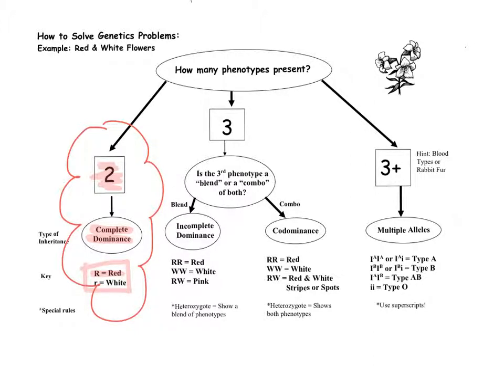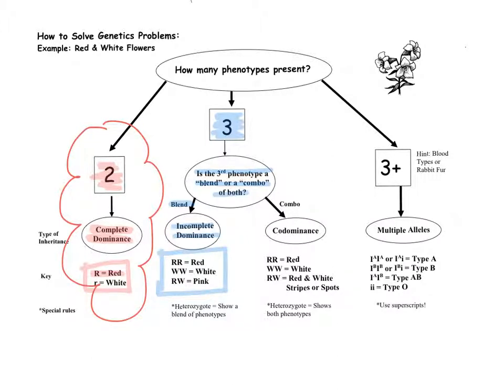Today, we're going to be talking about what happens if there are three phenotypes present. In that case, you need to ask yourself the question, is the third phenotype a blend or a combo of both of the other phenotypes? If the third phenotype is a blend, this is a situation of incomplete dominance, where the dominant allele is incompletely dominant, so you see a little bit of both the dominant and the recessive, and you get a blending for that third phenotype. Now, notice the key.